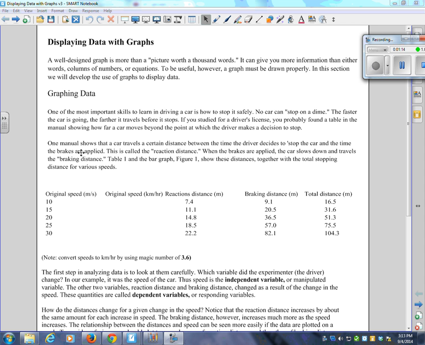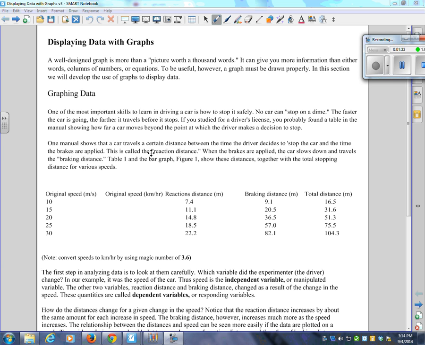One manual shows that a car travels a certain distance between the time the driver decides to stop the car and the time that the brakes are applied. This is called the reaction distance. Does that sound familiar? Yes? Okay. Highlight that. If you have a highlighter or underline it or whatever.